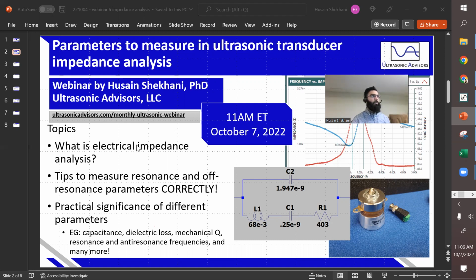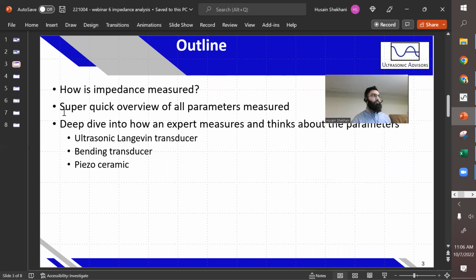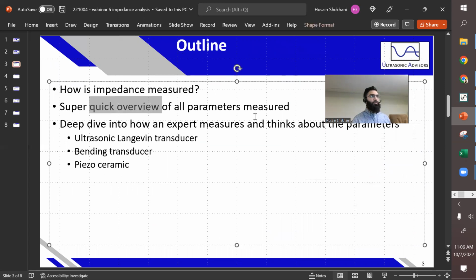So I'm going to be speaking about what impedance analysis actually is, and very generally what instruments are used to measure it. That's not the topic in detail today, but today I'm going to be going over specifically how impedance is measured, with a super quick overview of all the measured parameters. Probably you guys know what anti-resonance is. It's the maximum impedance, and I'm not going to be dwelling too much on that part, but I will be talking in detail about what considerations you need to make in order to make that measurement correctly.